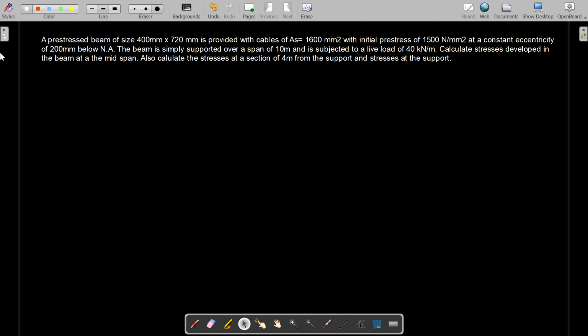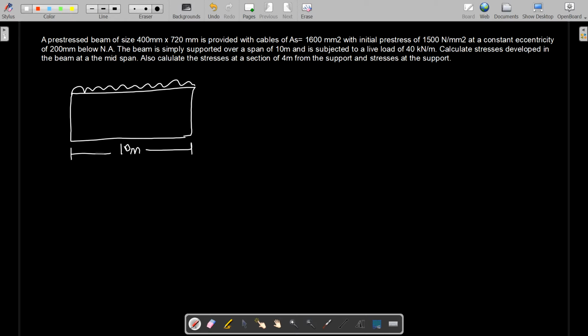So you are given a beam, so it is having a UDL. The span of the beam is 10 meter. You are asked to find the stress at the midsection, at 4 meters from the support, also at the support. You are asked to find the stresses developed due to the pre-stressing force. Here, since this is a rectangular section, I can say the neutral axis is exactly at the middle. So mid of this section, the neutral axis is over here.